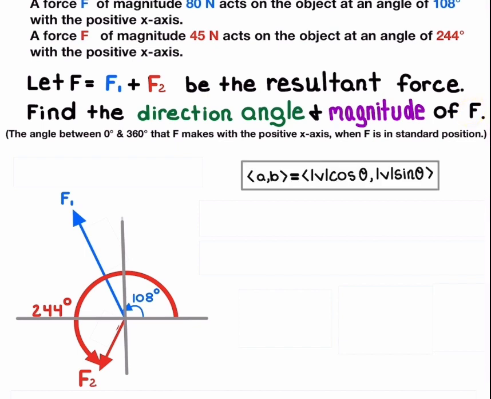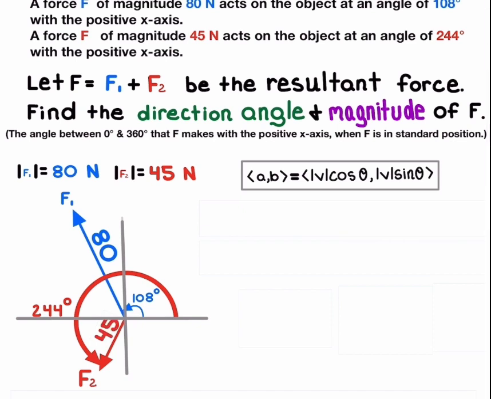Let's write F sub 1 and F sub 2 in component form. The magnitude of each vector is the force acting on the object. This is also the length of the vector in my picture. The magnitude of F sub 1 is 80 newtons, and of F sub 2 is 45 newtons.